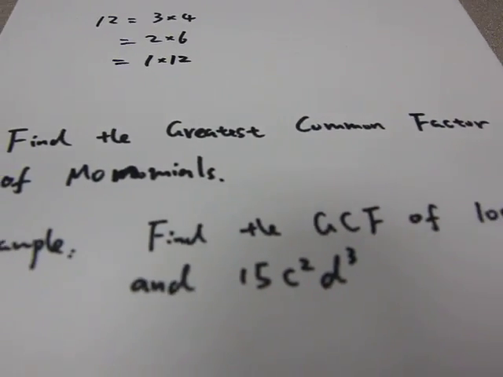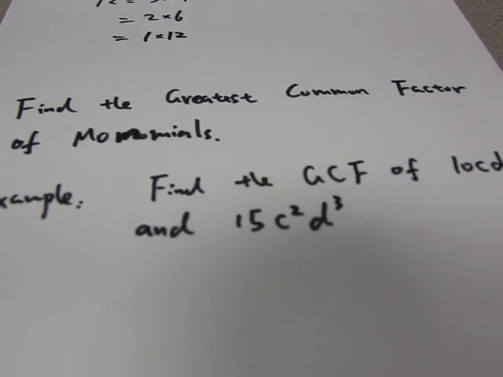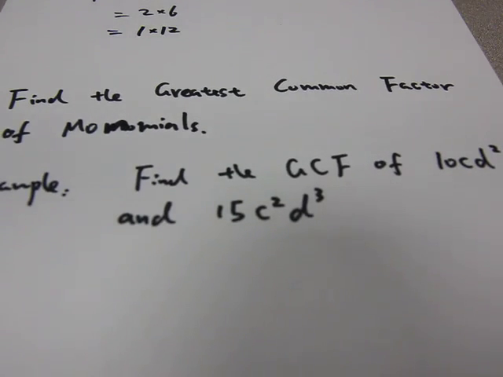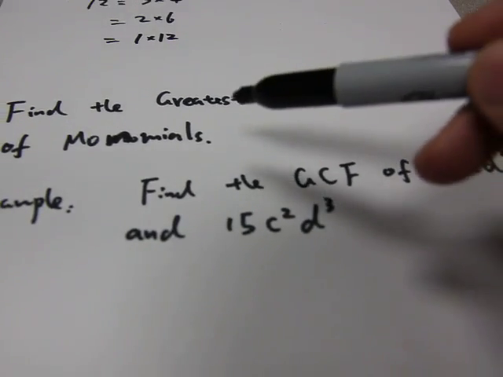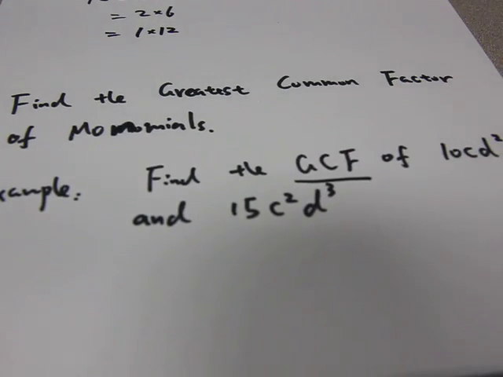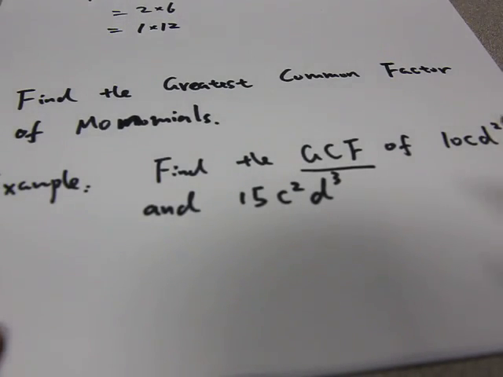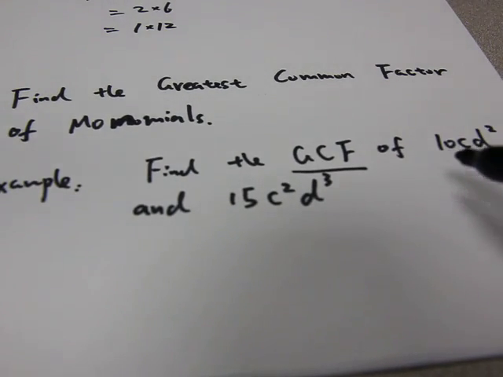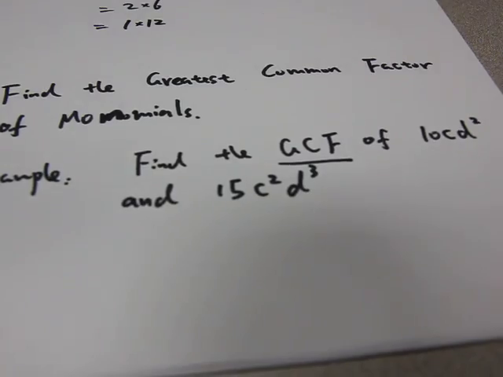Okay. Now next, I want to show you if we have 2 or more monomials, how to find the greatest common factors. By the way, a greatest common factor usually we write this way, GCF. Now here we want to find the greatest common factor of these two monomials. One is 10cd squared, another one is 15c squared d to the third.